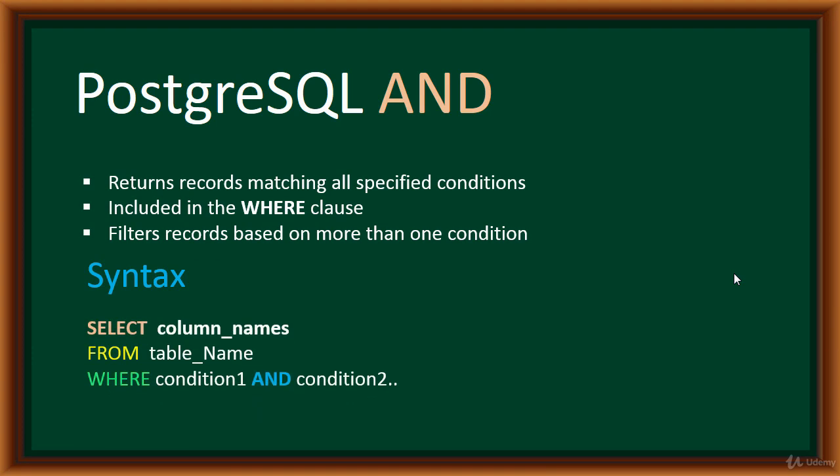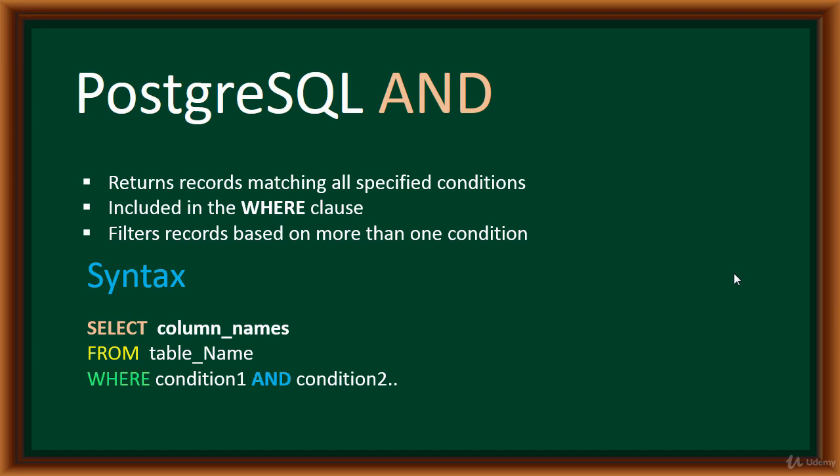Basically you use the select keyword to indicate the column names, or asterisk if you want all the column names returned. In the from field you specify the table name. In the where clause is where you specify the conditions. The conditions on either side of the AND operator must be true. If it is false, no records are returned. This is why I say this operator is a very fussy operator.